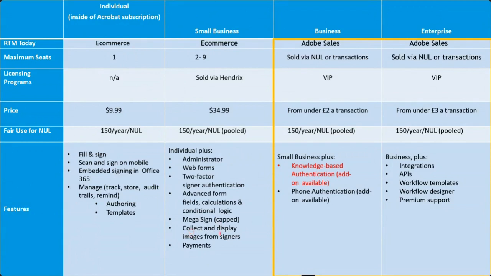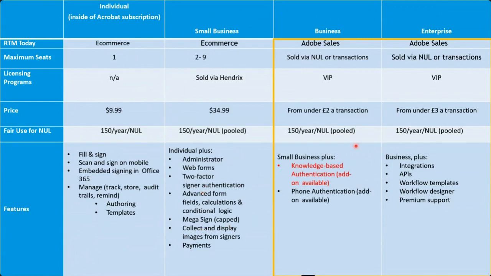And Mega Sign, which is a really good feature that allows you to send things in bulk. So you may want to communicate to 300 staff in one go with the same template contract, but personalized to each member. This saves you having to create 300 separate documents, send them out and manage them all separately. So huge efficiency and savings for Mega Sign.